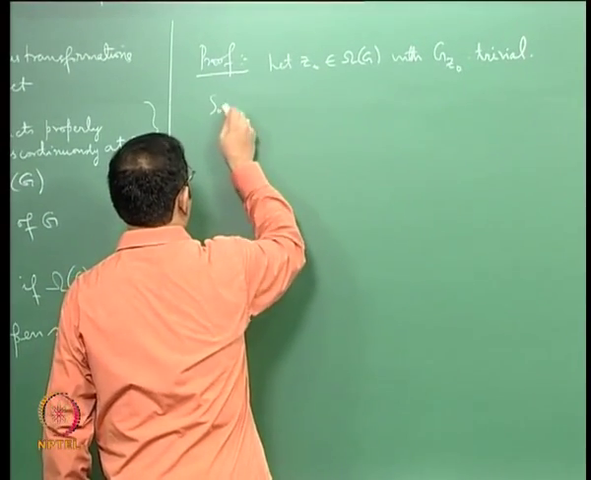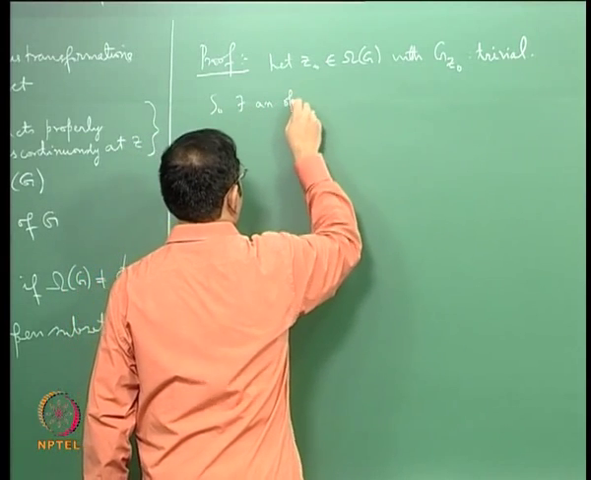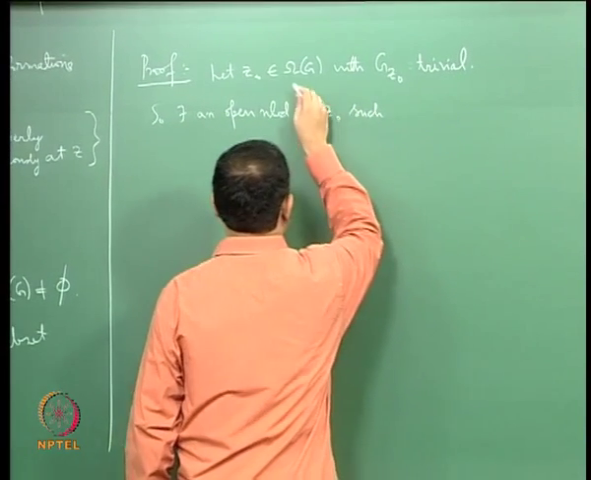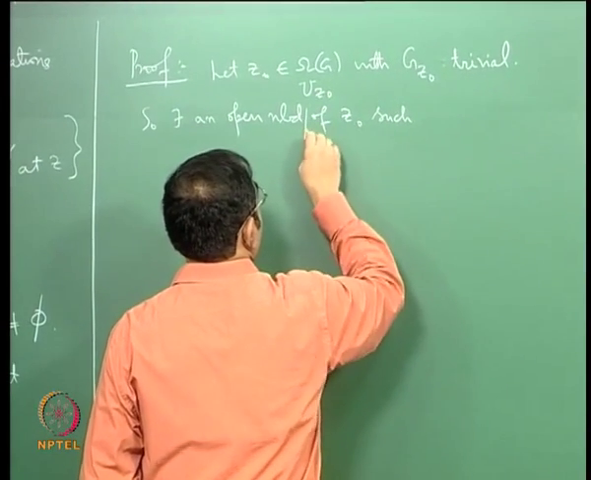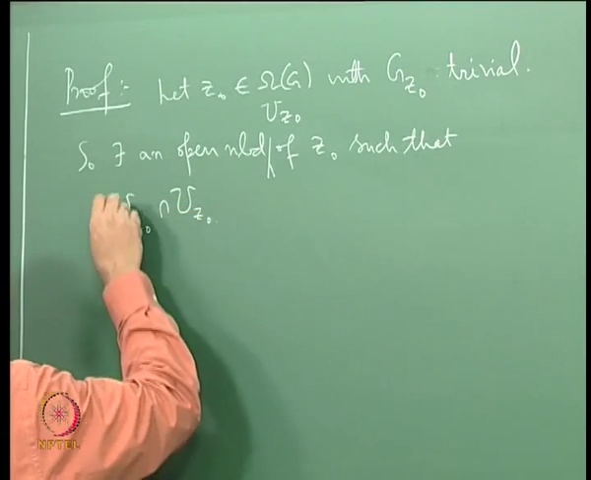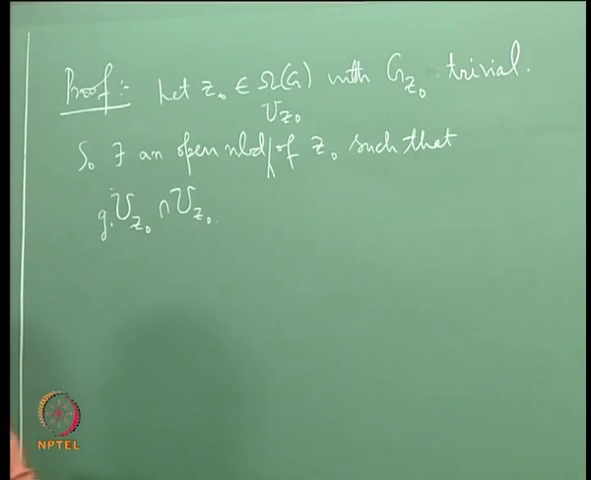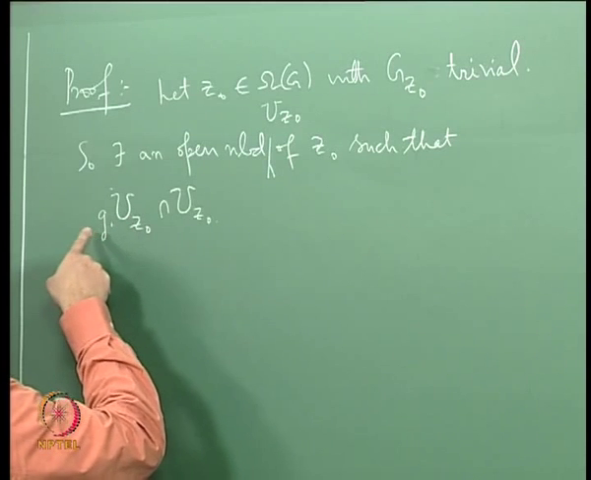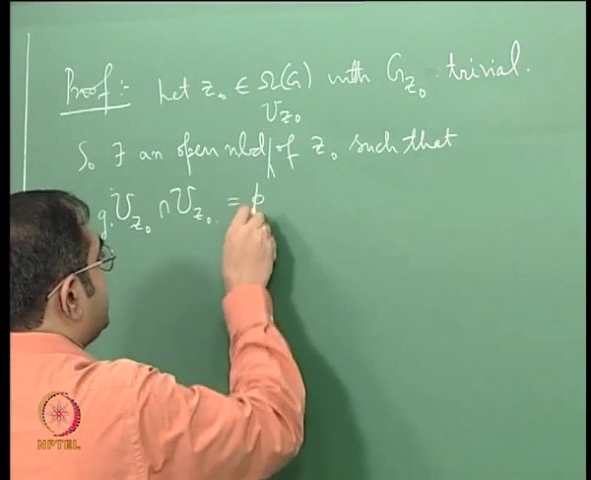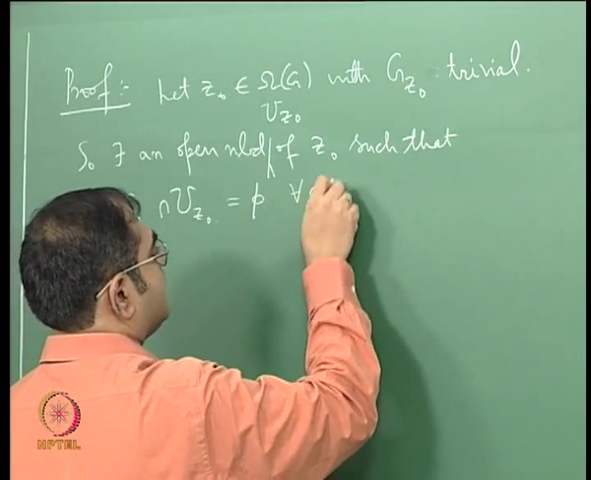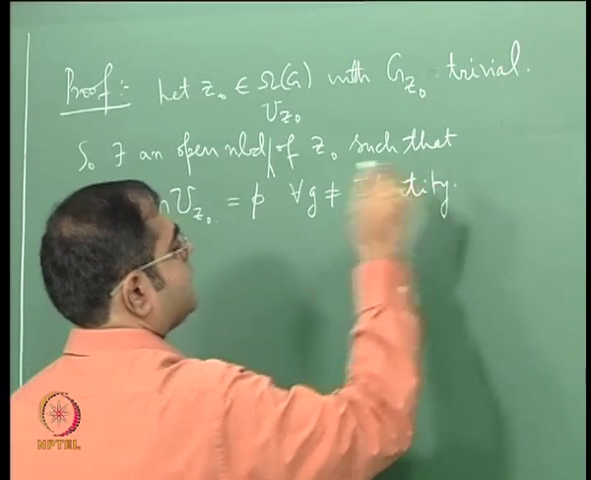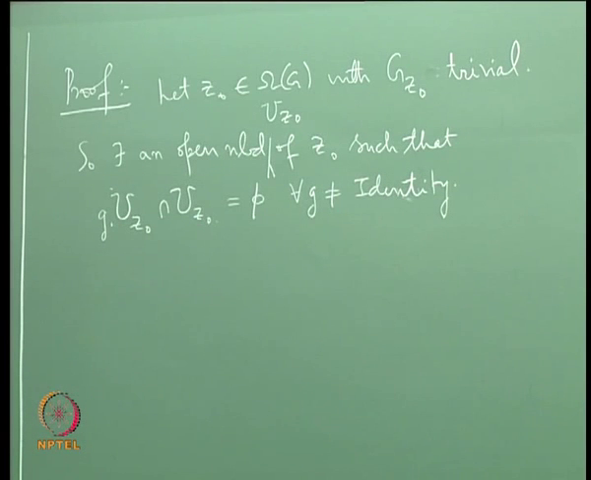So let me write that down. There exists an open neighborhood U sub Z0 of Z0 such that G dot U sub Z0, or G of U sub Z0, which means the image of U sub Z0 under G, intersection U sub Z0 is empty for all G not equal to the identity, for all G different from the identity. So there is a neighborhood like this.